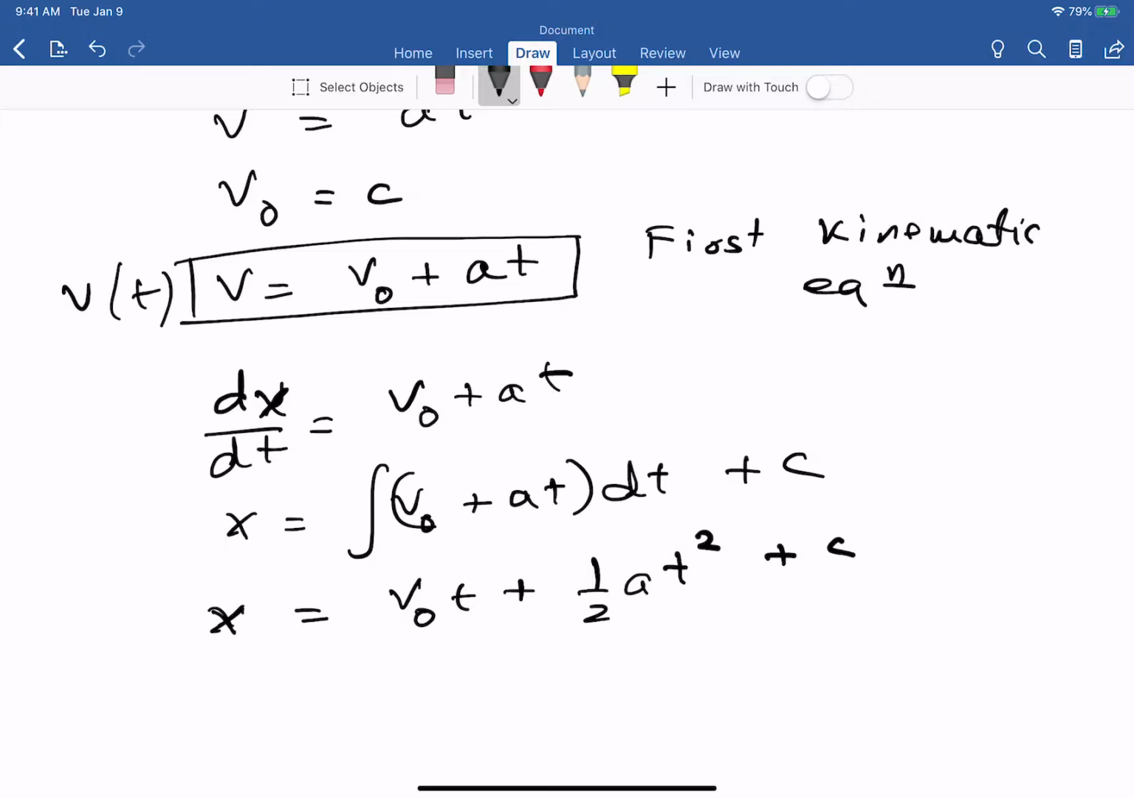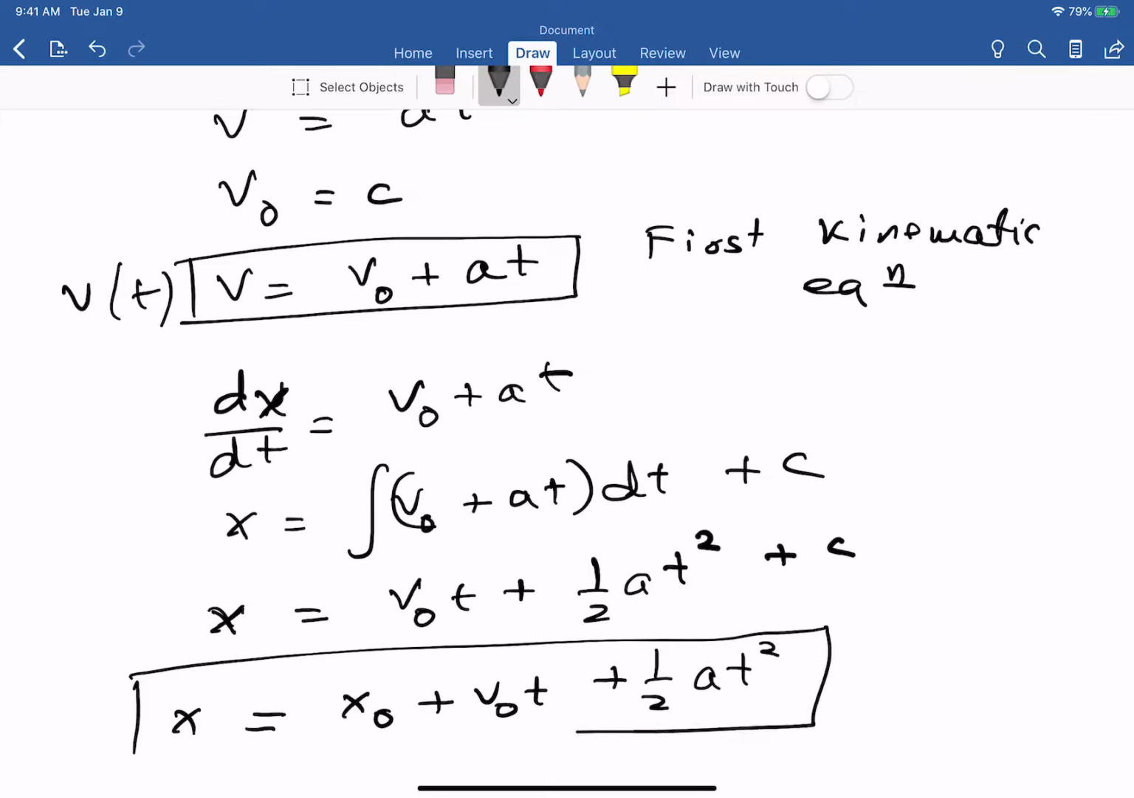To evaluate the constant, you plug in t equals 0, where x is equal to x0. If you do that, you get c equal to x0. So x as a function of time is simply x0 plus v0t plus half a t squared. We have successfully found x as a function of time, and this is what it is. I call this the second kinematic equation.